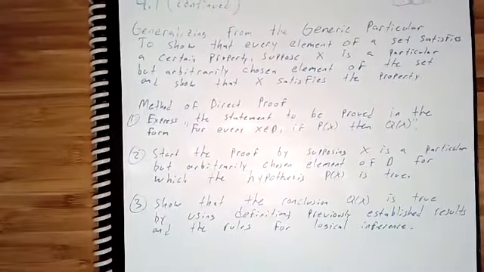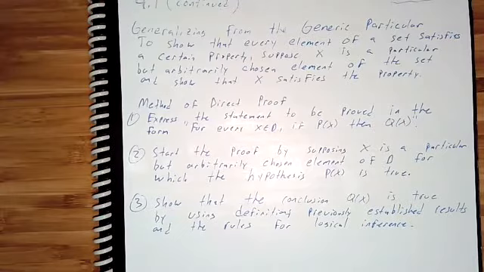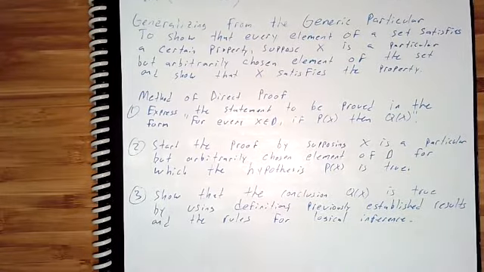All right, guys, let's finish 4.1. We're going to do the direct proof in just a moment. So, generalizing from the generic particular. In order to do this type of proof, we have to show that every element of a set satisfies a certain property.